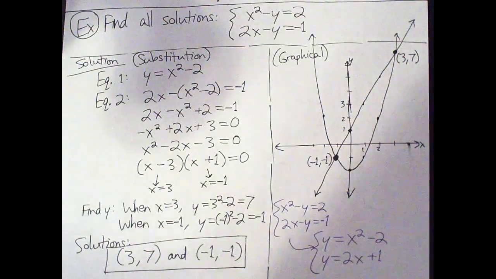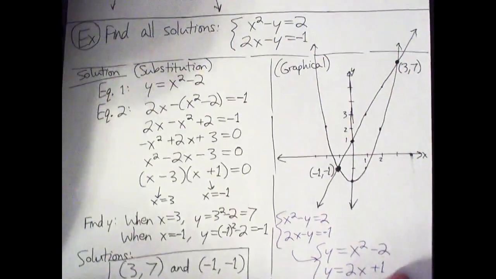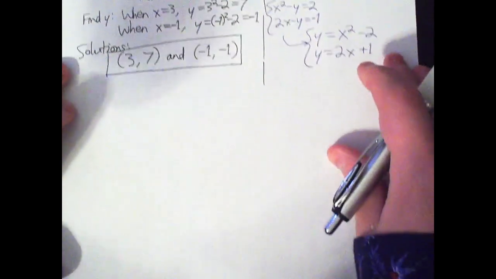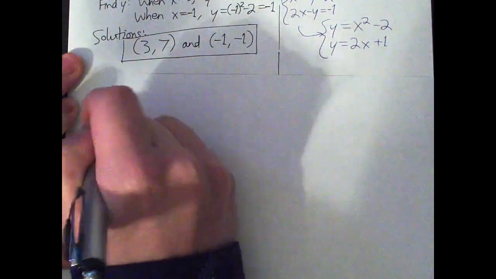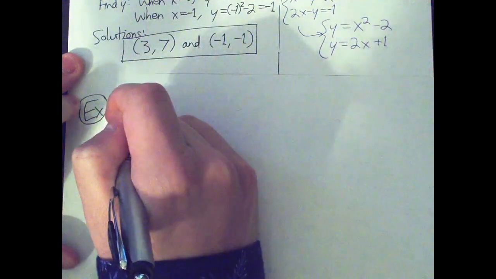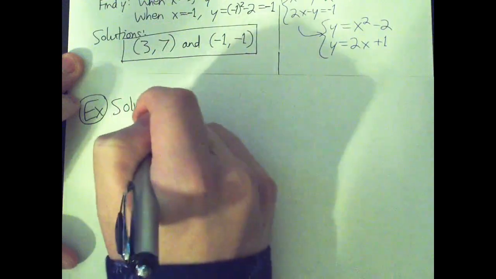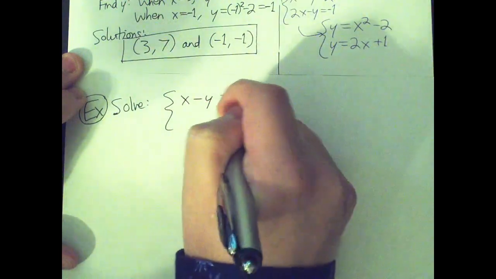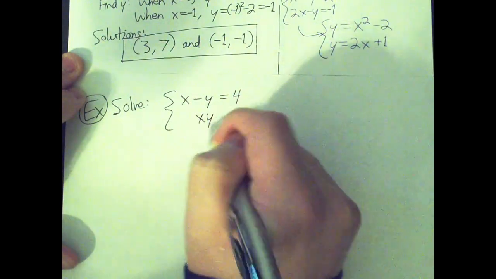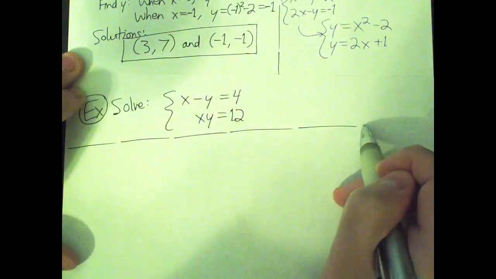Okay, so I think I'm going to move this page and let's do a couple more problems. I'll do the next one for us. All right, so this one is going to say to solve the nonlinear system x minus y equals 4, xy equals 12. So I'll show you what I have in mind for this one.